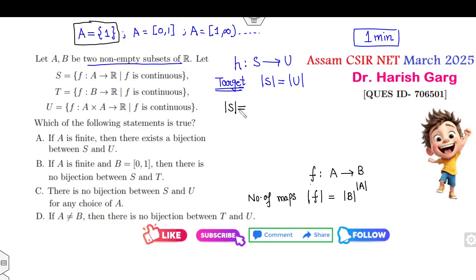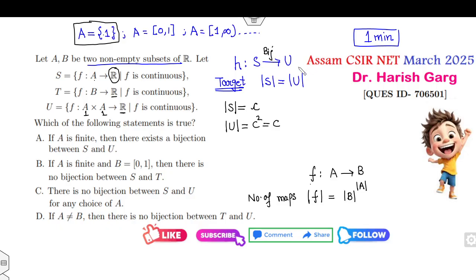So can you find the cardinality of S? The cardinality of R is c, the cardinality of A is 1. Can you find the cardinality of U? The cardinality of U is c, the cardinality of A is 1. It is c squared, which is again c. Both are the same. Yes, there exists a bijective map.